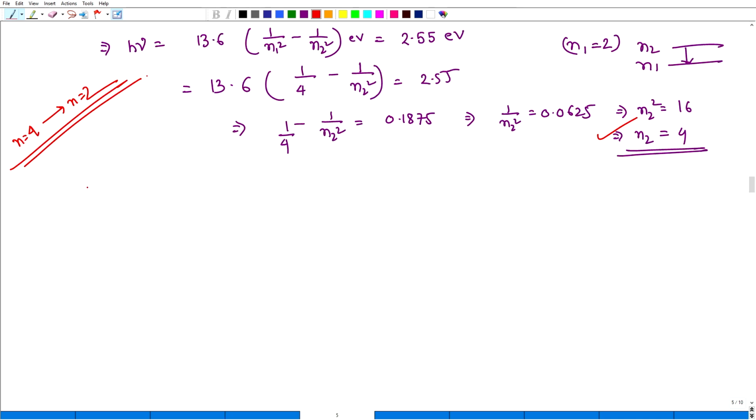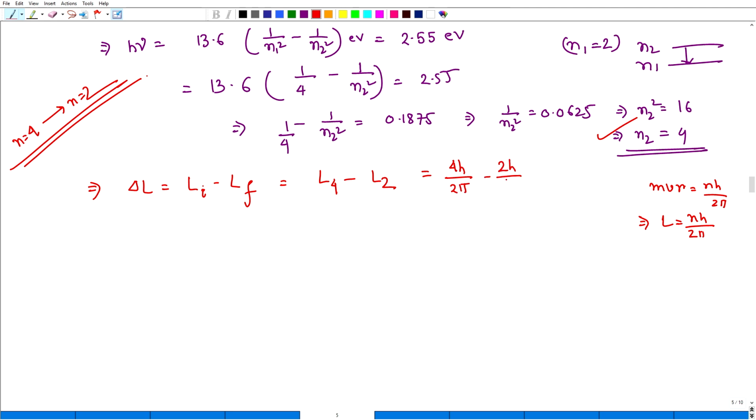Okay, so change in angular momentum, del L will be L initial minus L final. So L initial is L4, L final is L2. So we know that L is equal to mvr equals nh by 2 pi, right? So it's actually 4h by 2 pi minus 2h by 2 pi. So 2h by 2 pi, so it's actually h by pi. Okay, and h by pi we have to calculate.